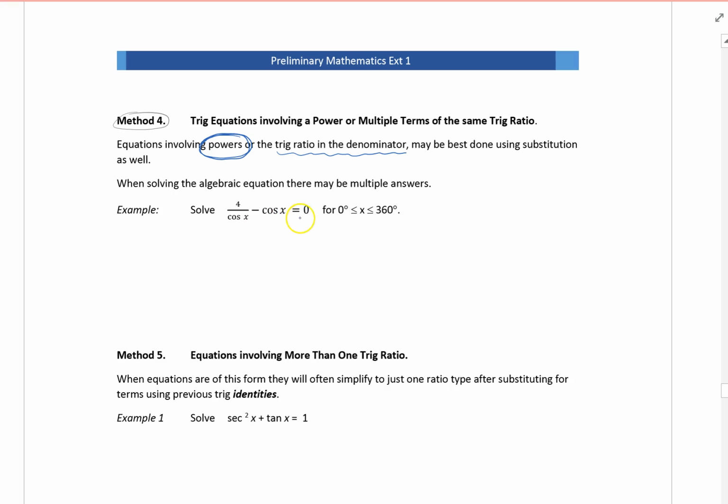What's nice about this example, though, is that the equation is equal to 0. Now, we've said we're going to use substitution. The substitution we use is similar to previously, in that we use the letter U, but that's it. We're totally substituting for all of the trig ratio. So not just the angle, not just that part, but the whole of cos theta is going to be U.